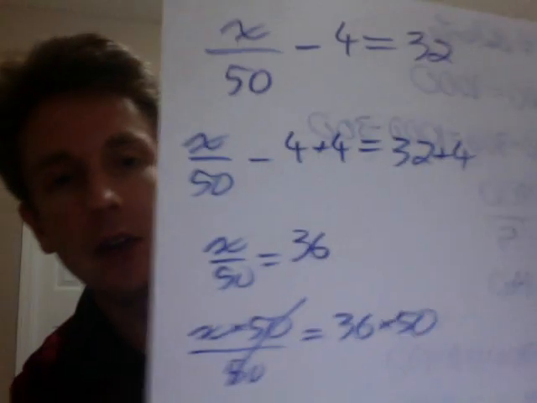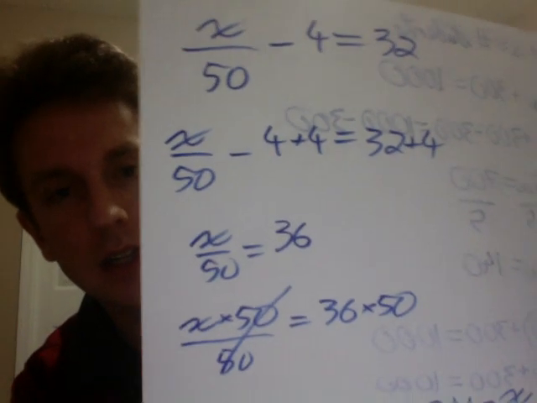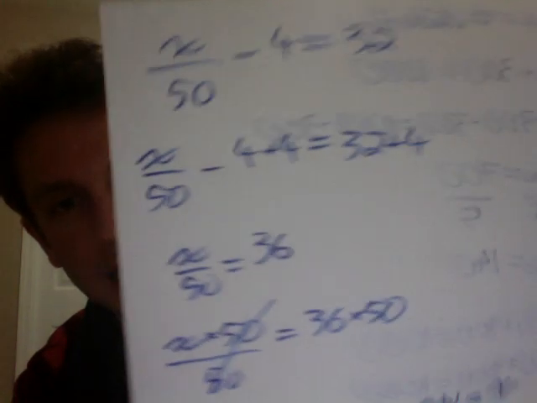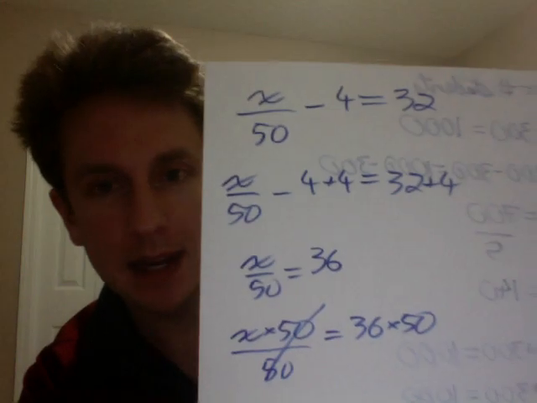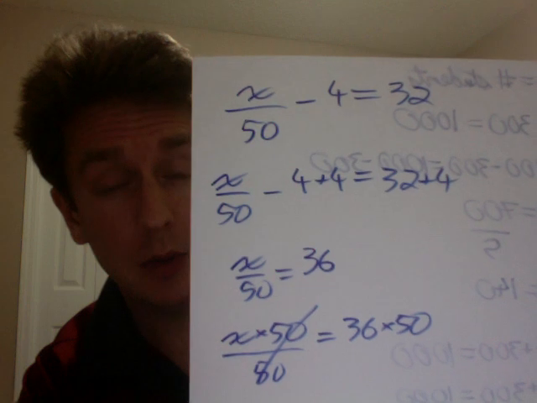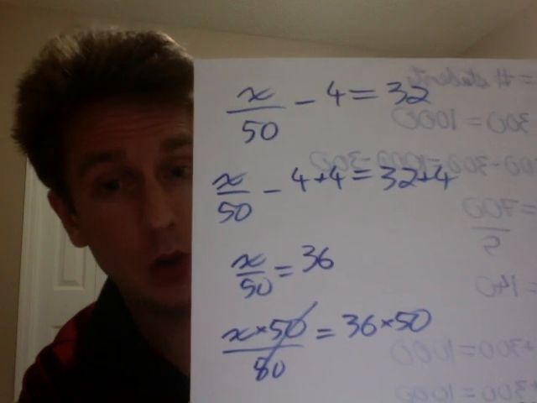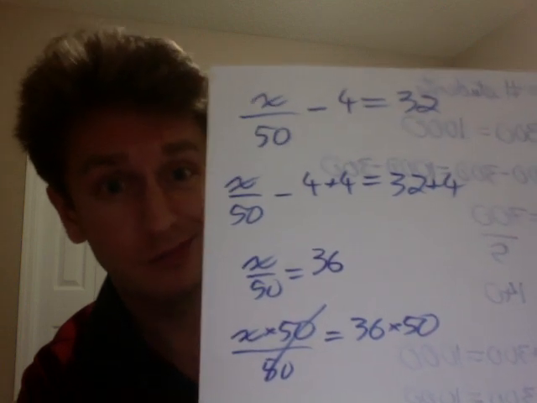Okay. So we cancel out, and it's going to be x equals 36 times 50. And what is that? Let's see if I can quickly do that in my head. That would be 1,800, I think, right? Sounds about right.